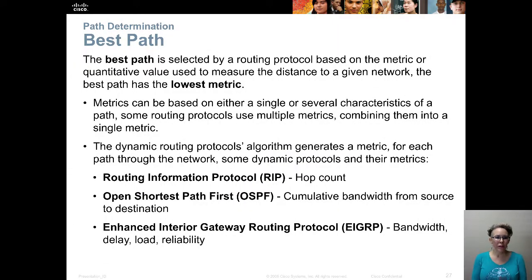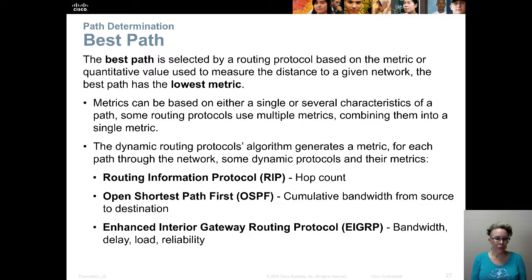The best path is selected by a routing protocol based on something called a metric. And usually what's going to happen is it's always going to pick the best route, the fastest route, the shortest route. And those routes are determined with mathematical computations or algorithms. Different routing protocols have different types of metrics.